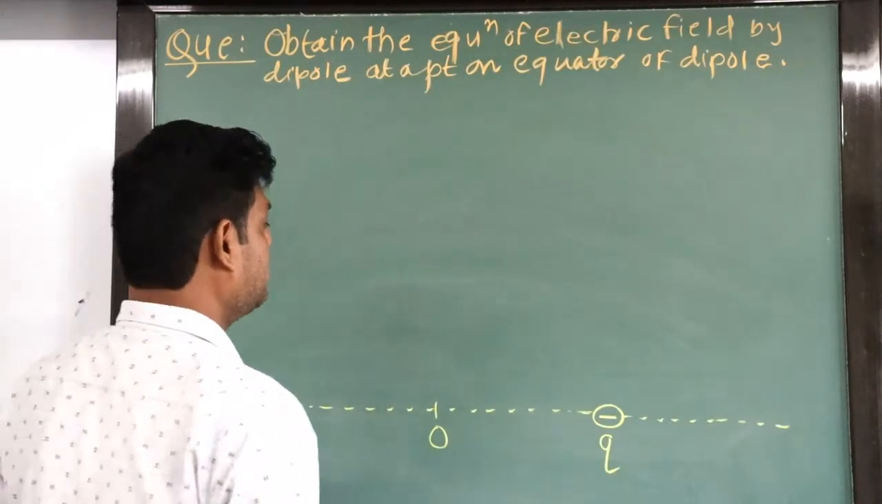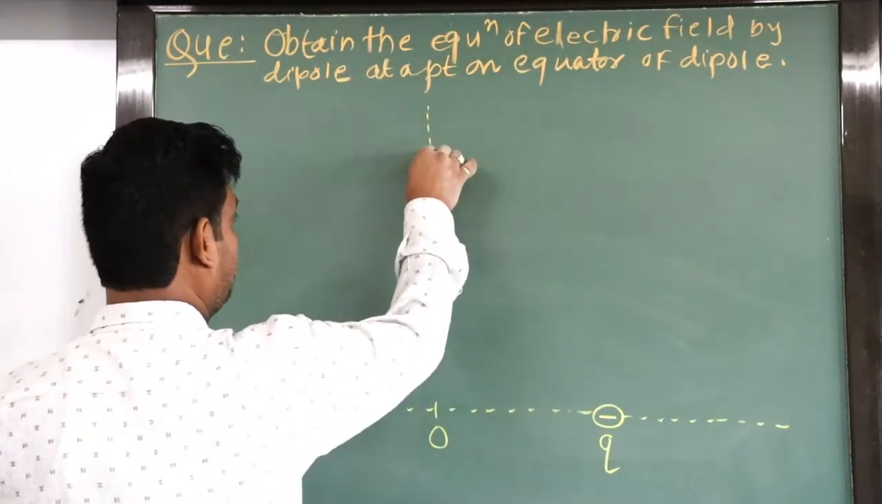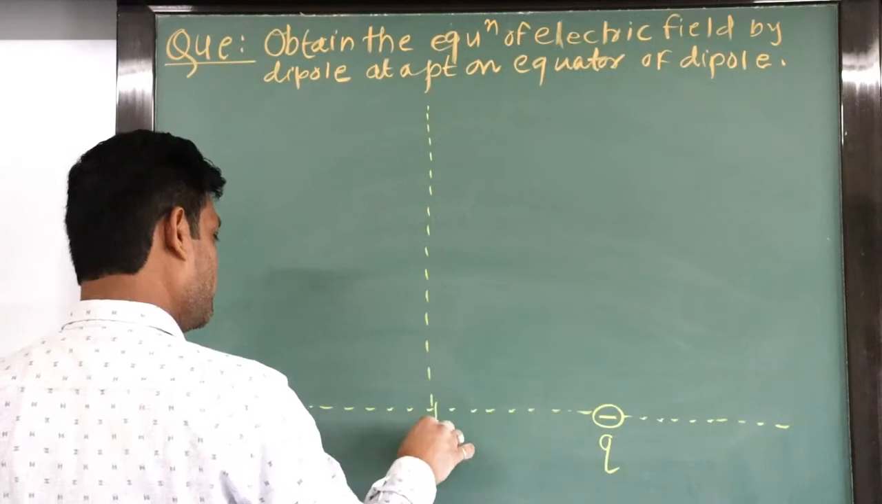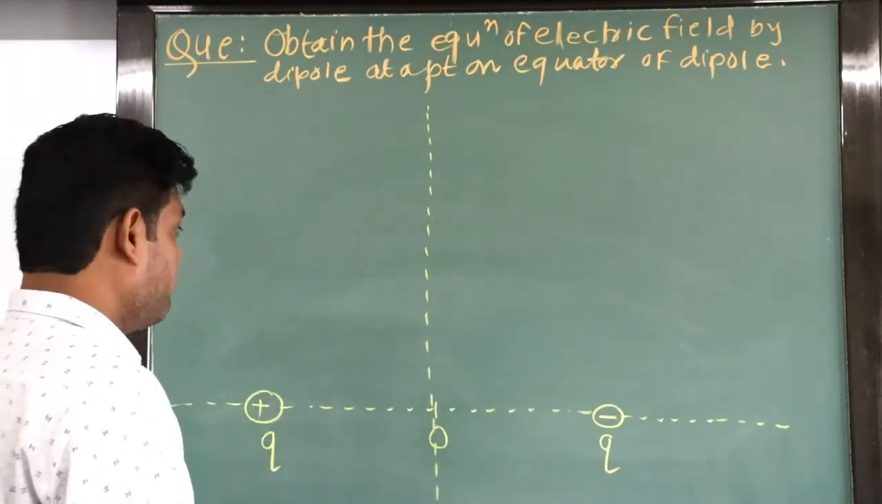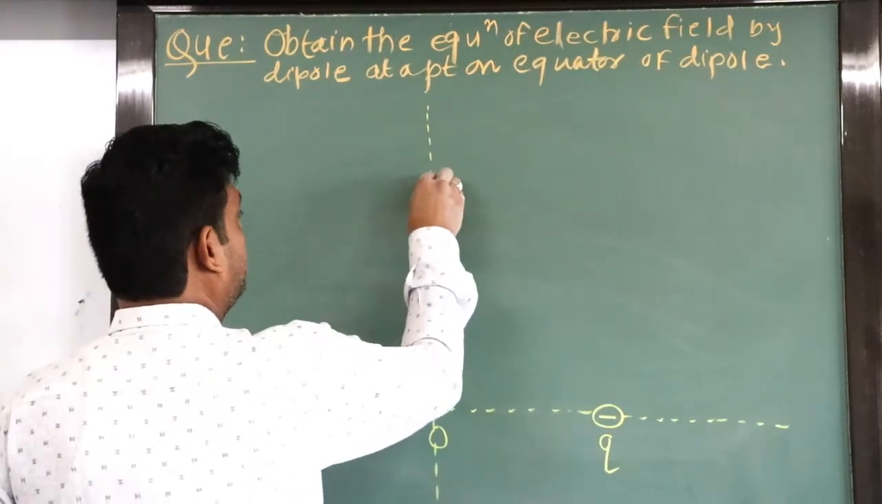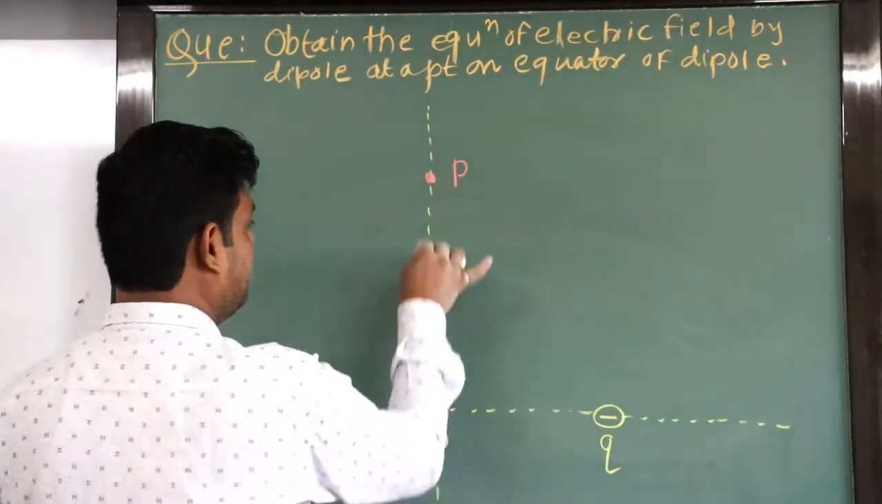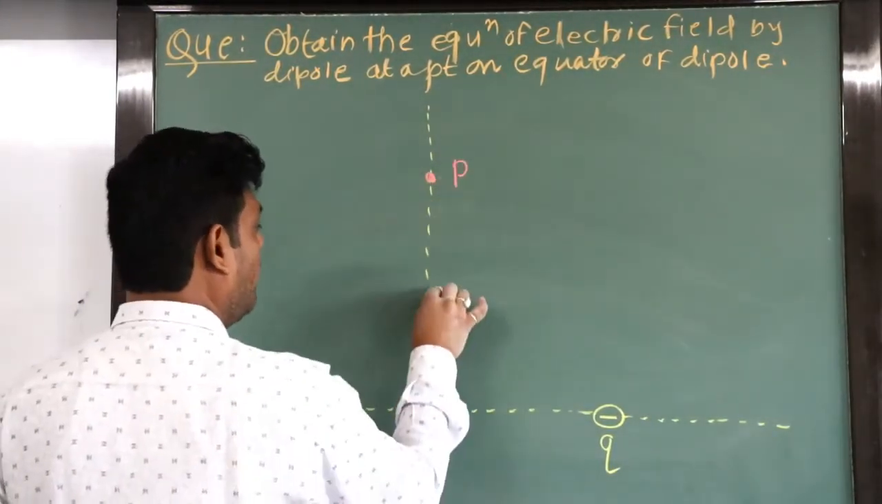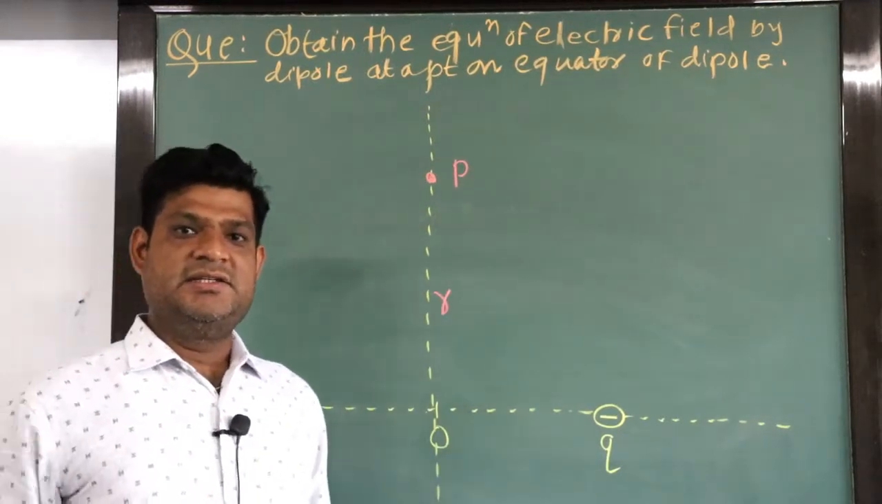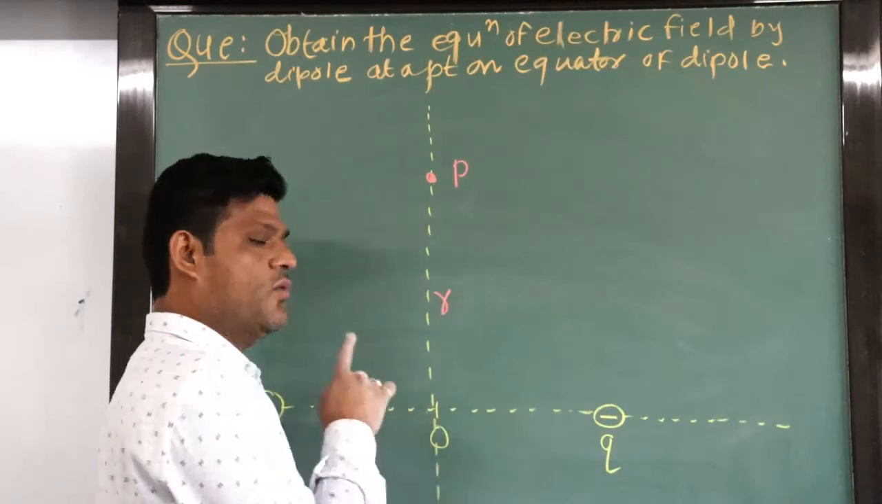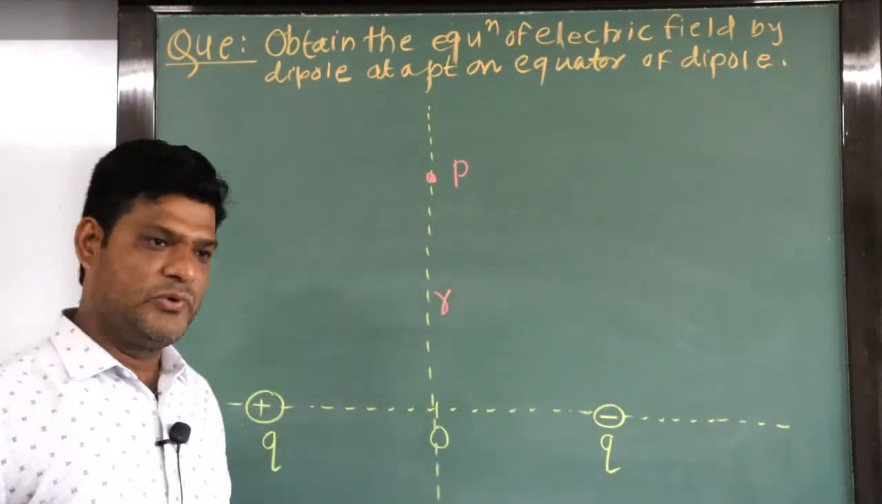Now we will see the equatorial line of the dipole. So this is the equatorial line of the dipole. On the equatorial line, we will consider a point P which is at a distance r from the O. The point P is at a distance r from the O. O means center of the dipole.